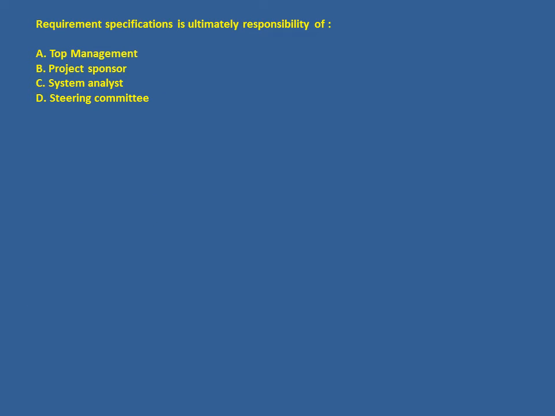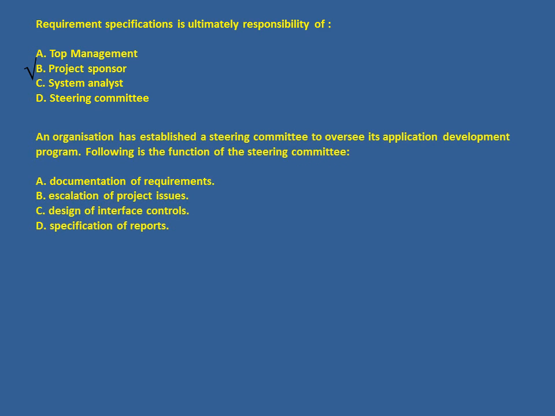So again, requirement specification is ultimately the responsibility of project sponsor. Project sponsor again means same thing, user management. They should give the requirement for the system, and then they should do the UAT, and then they should accept the system whether it is as per the requirement or not. So project sponsor.